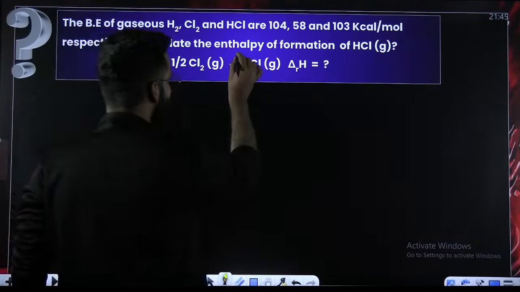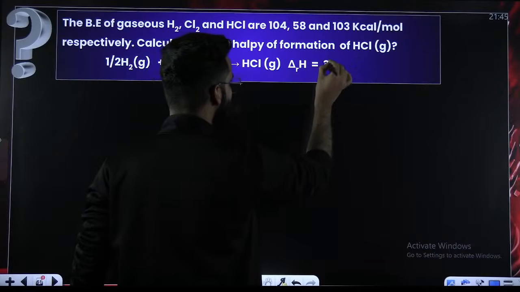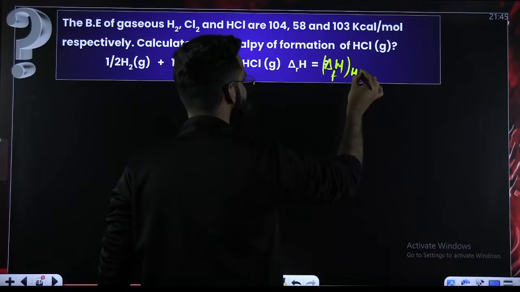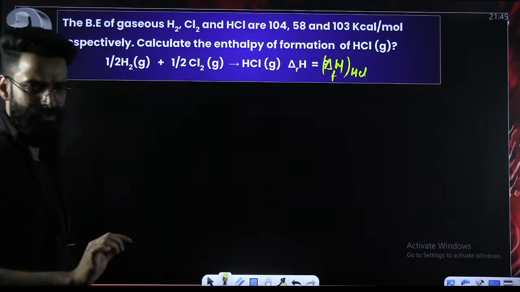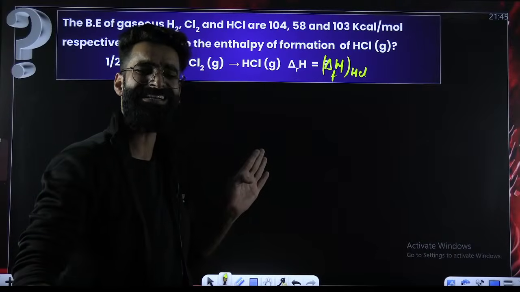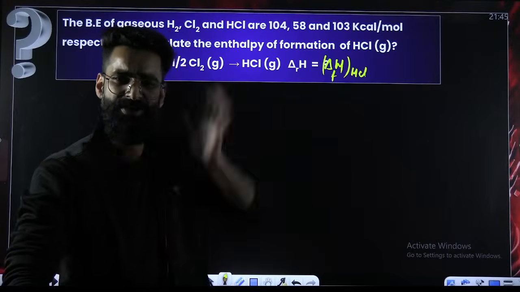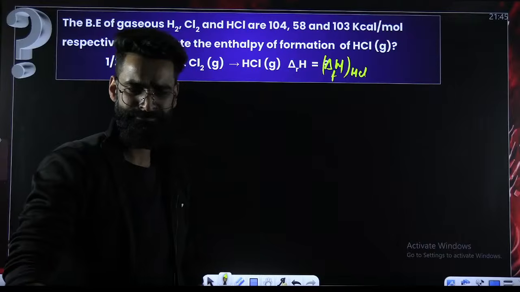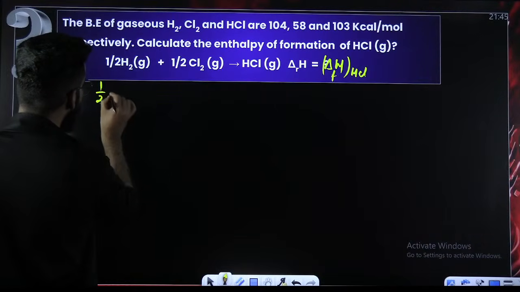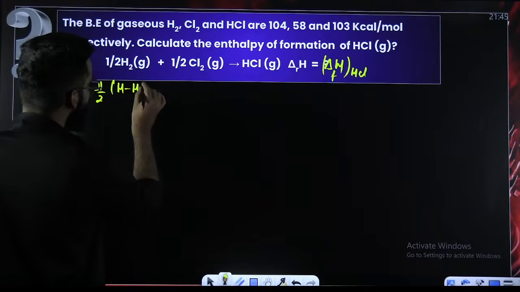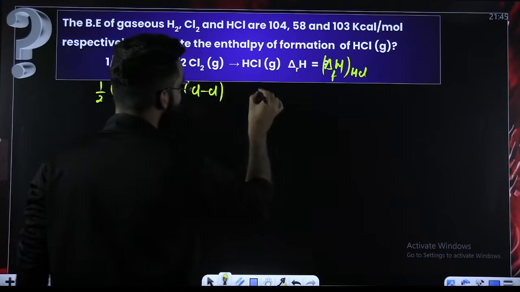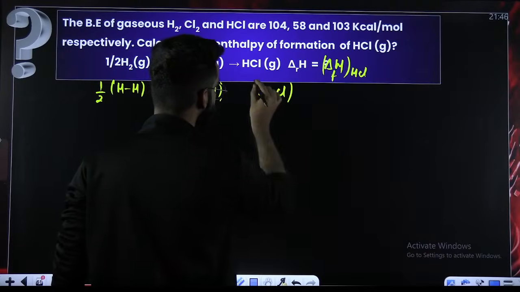Since 1 mole of HCl is getting formed, the enthalpy of reaction here can be called the enthalpy of formation of HCl as well. And I've told you already, when 1 mole of substance gets formed from its elements present in their standard states, the enthalpy of reaction is called the enthalpy of formation. So first of all, this is half of H2, this is half of Cl2, and this is 1 times HCl.